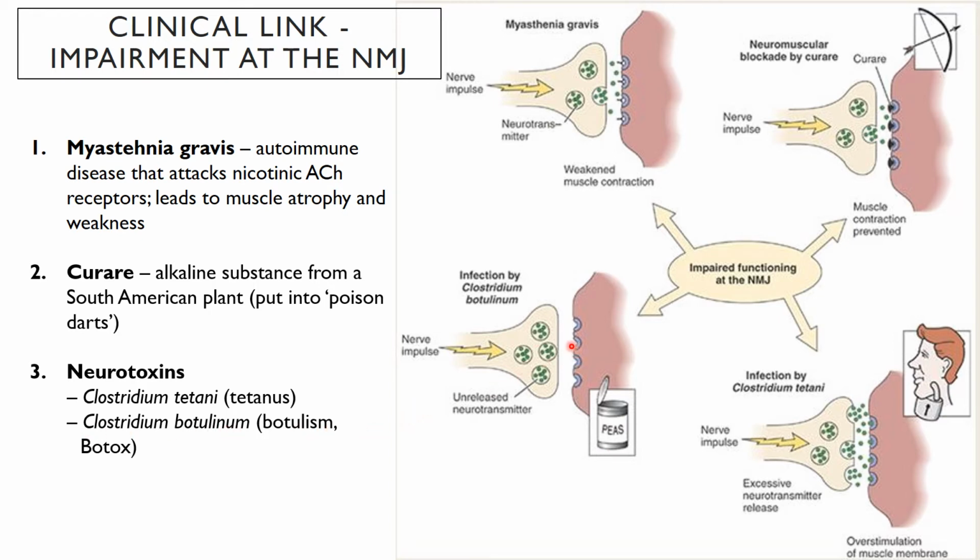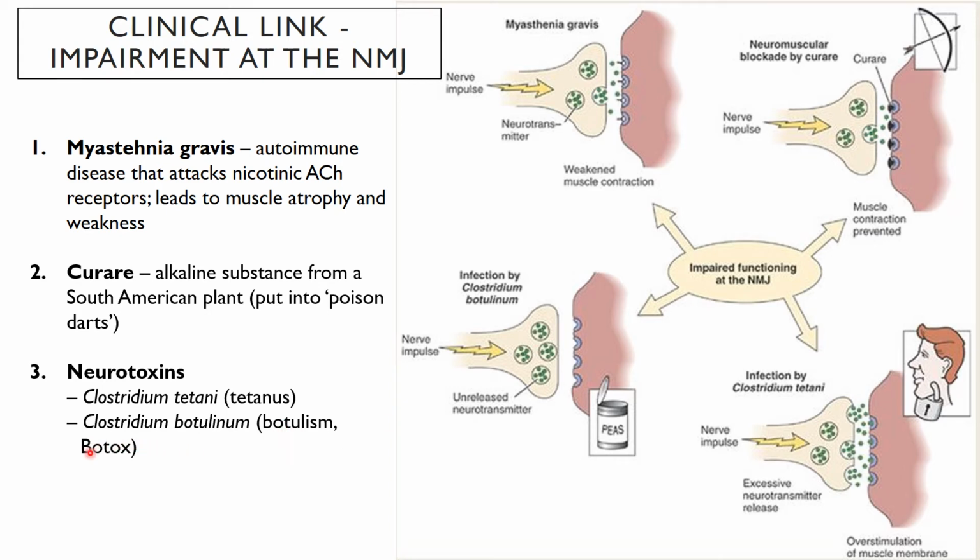And what happens with this bacterium is that it blocks the release of acetylcholine. So acetylcholine cannot be released at the synapse. It sits inside the end of the motor neuron, and therefore you get no muscle contraction, which is also not good.